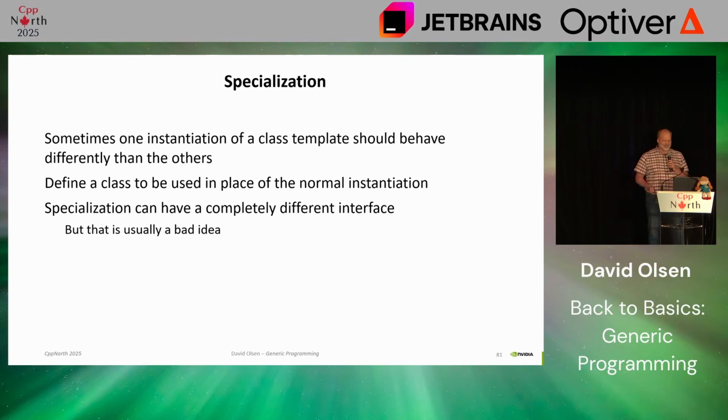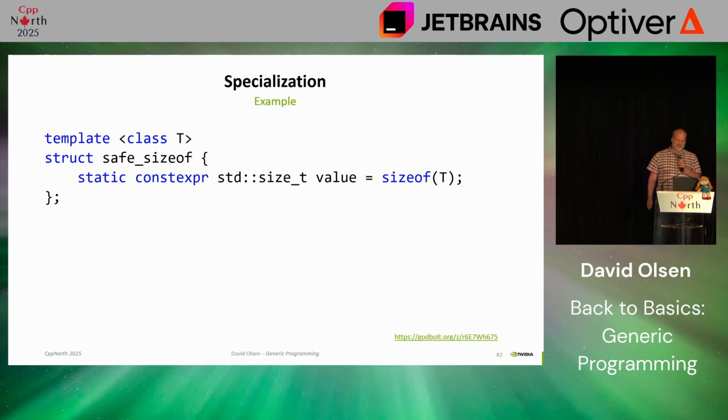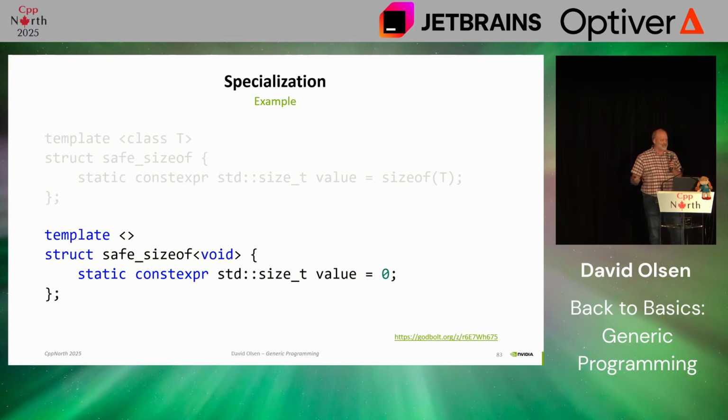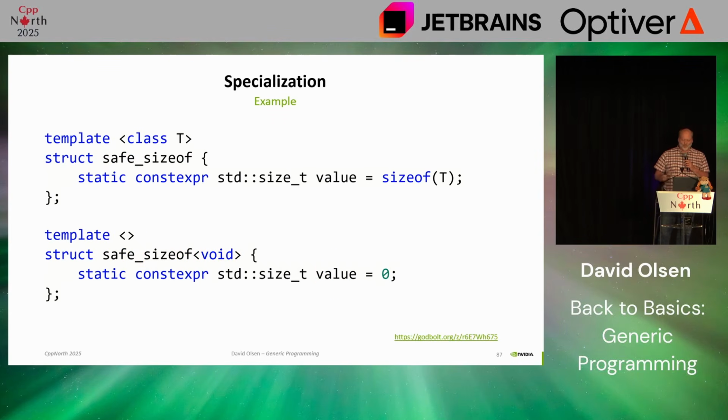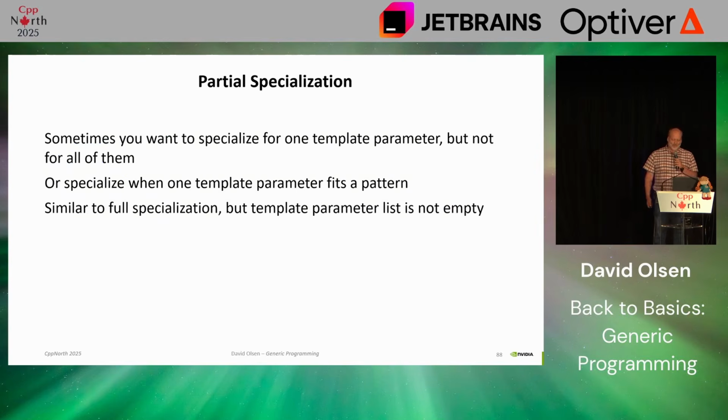Specialization is defining a class that will be used instead of an instantiation. We want safe_sizeof, which returns 0 for types where the sizeof operator is an error. This by itself isn't enough. A specialization for type void: an empty parameter list, specify the instantiation that this is a specialization for, return 0 instead of using the sizeof operator. Works for void, but still fails for other incomplete types. We need partial specializations to fix that.